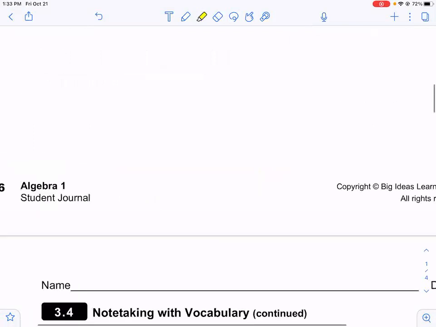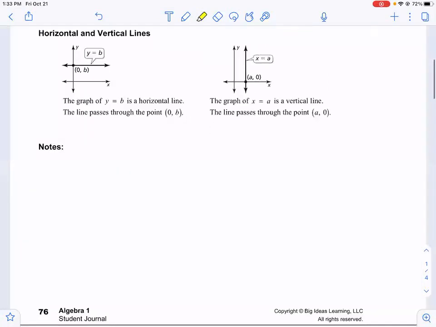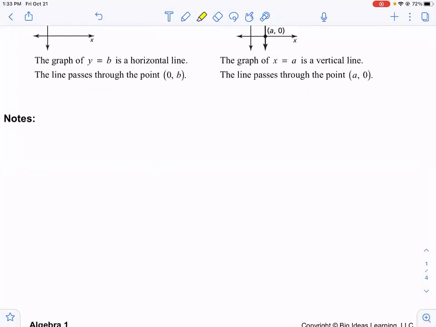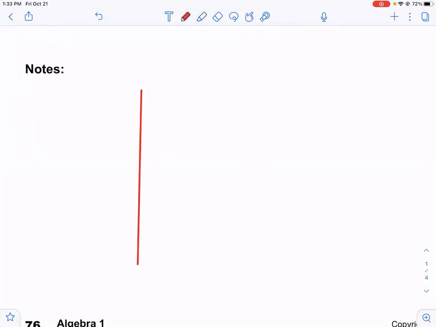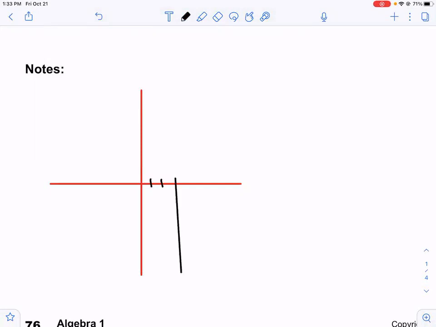So I want to come now to the page before. Do you see where there's that big empty space where it says notes? Yes. Okay. Here's my x and y axis, and I'm going to draw this line right here. It's a vertical line. I want to talk about the equation of vertical and horizontal lines before our time is up.